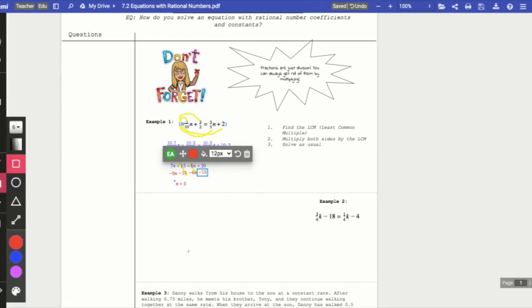So it's pretty simple, right? And once you get rid of the fractions, it really becomes quite easy, because then you're dealing with just regular numbers.